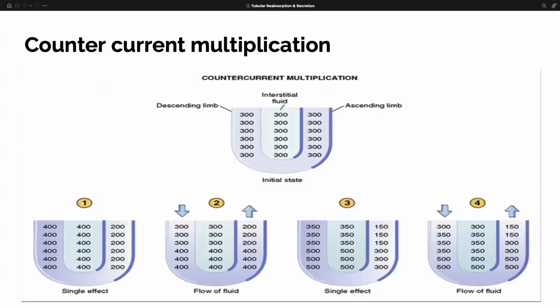This is countercurrent multiplication. You must have seen it in your slides. It looks intimidating, but honestly, they don't ask much about it. The main thing you have to remember again is that the descending limb is permeable to water and the ascending limb is impermeable to water. The essential function of countercurrent multiplication is to create an osmotic gradient, which creates a more concentrated urine. So it's not too high yield, but just remember the permeabilities and that it creates an osmotic gradient to concentrate urine.